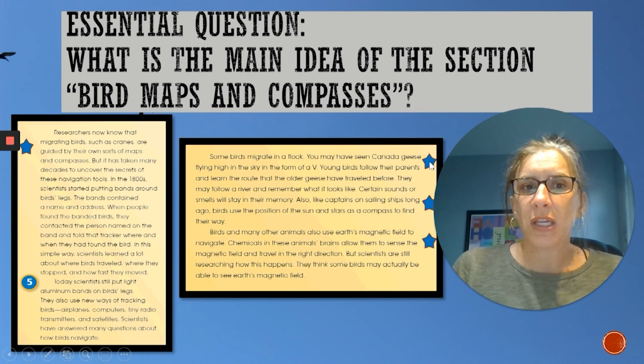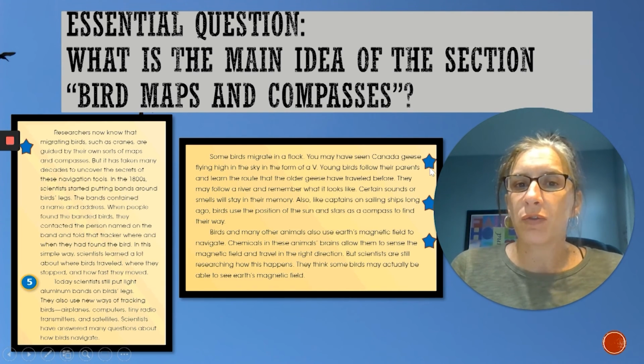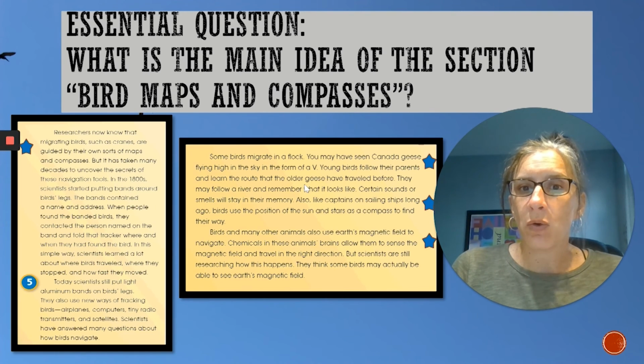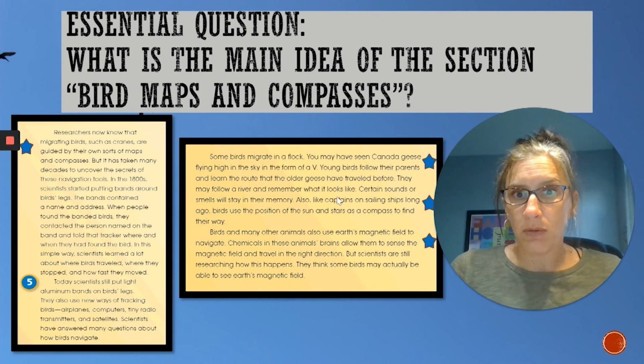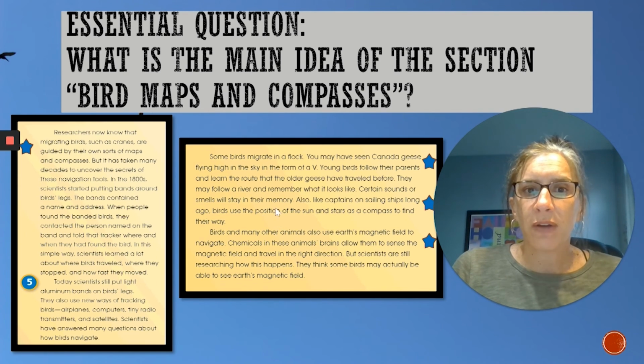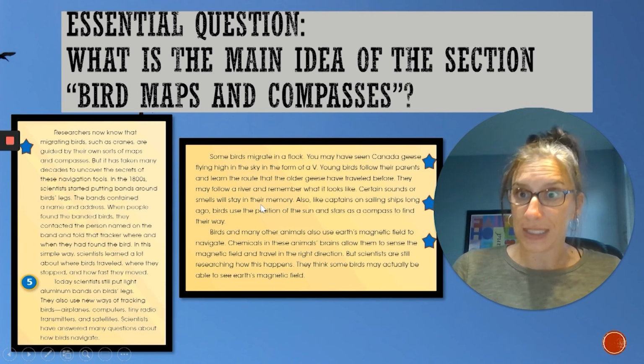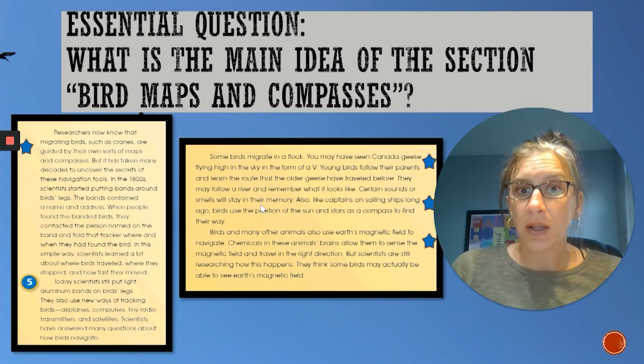And then I'm going to skip over here, and it says some birds migrate in a flock. You may see Canadian geese fly high in the sky in the form of a V. Young birds follow their parents and learn the route the older geese have traveled before. Oh, so that's the clue. What do they do? They learn the route. They may follow a river and remember what it looks like. Certain sounds or smells will stay in their memory, so their sight, they're using smell.